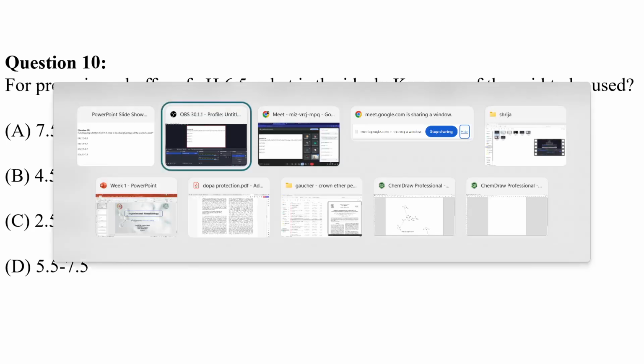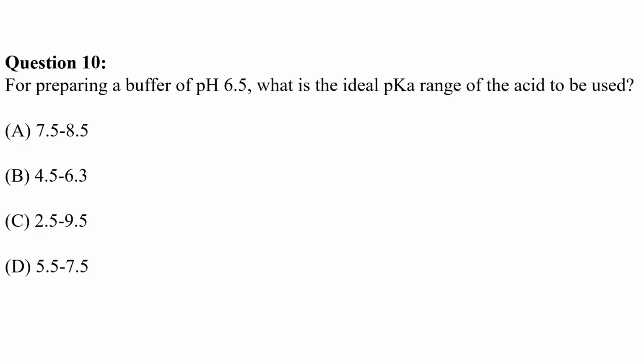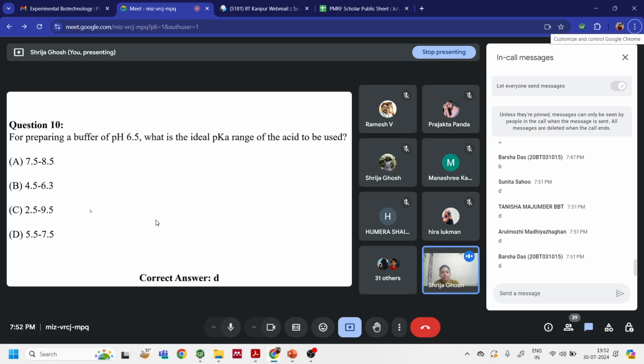So what would be the correct answer? Option D, 5.5 to 7.5. Okay, we have option D as the common choice. So yes, that is the correct answer. But why is option D the correct answer? I have explained about pK in the previous two questions, so I think now you understand what role pK is playing.